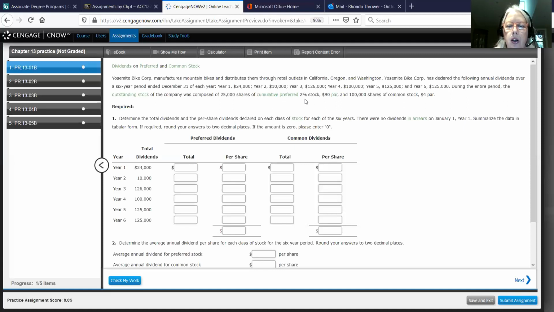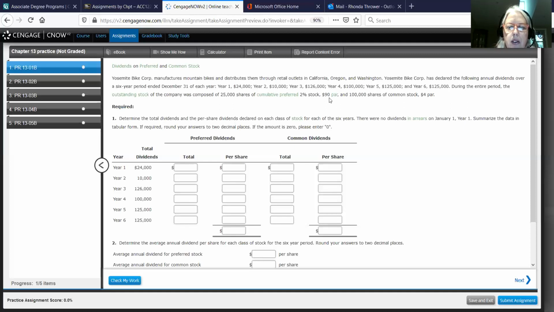Notice that this is 2% cumulative preferred stock. That 2% determines the rate of the dividends that we're going to give to our preferred stockholders. In just a minute, we're going to calculate the dividends for our preferred stockholders, and this 2% is an important feature that we need to know before we calculate them.